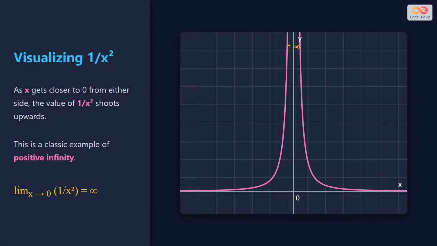Here is the graph of 1 over x squared. Notice how the curve behaves near 0. Whether you approach from the left or the right, the y values explode upwards. This is a classic example of a limit equaling positive infinity. The graph gets closer to the y-axis, but never touches it.